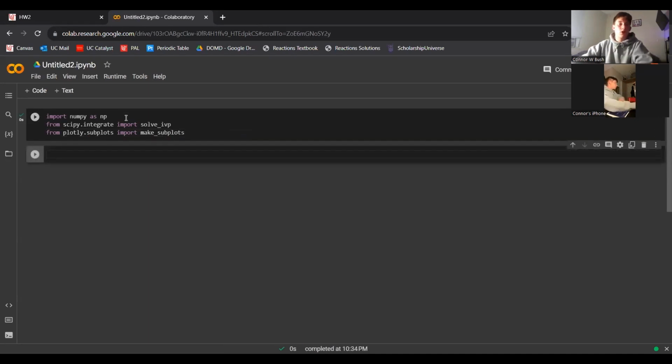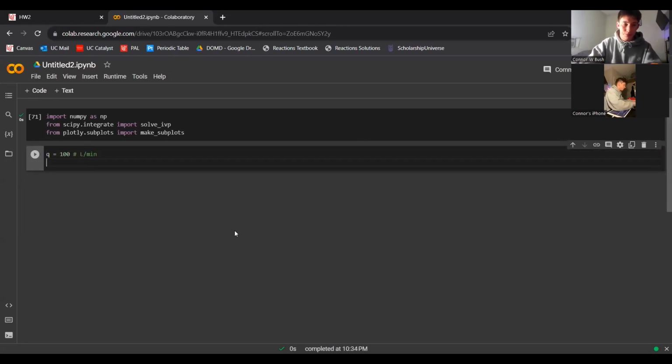So now what we're going to do is initialize all of our parameters that were given. On my iPad here, I have all of them listed so I can glance quickly. So our flow rate Q, like I said earlier, the flow rate going in is the same as the flow rate going out because it's an overflow situation. That is 100 liters per minute. The concentration of A going in is 1 mole per liter.